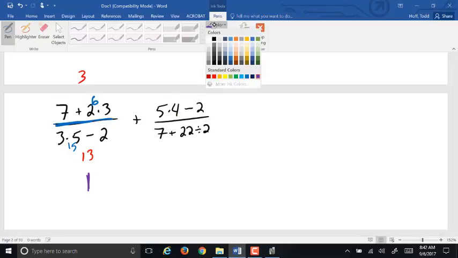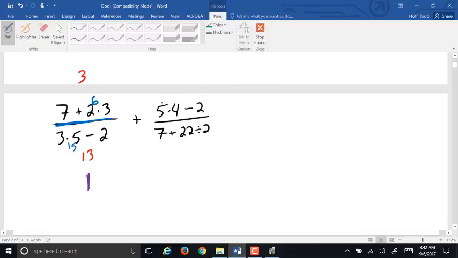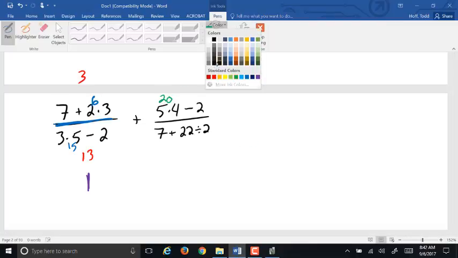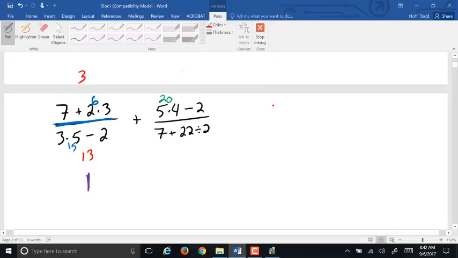Over on the right side here, on top, what do I have to do first? Multiplication. 5 times 4 is 20. 20 minus 2.